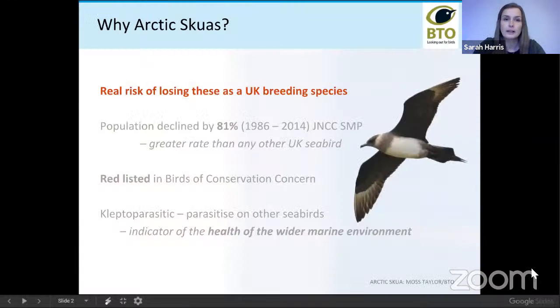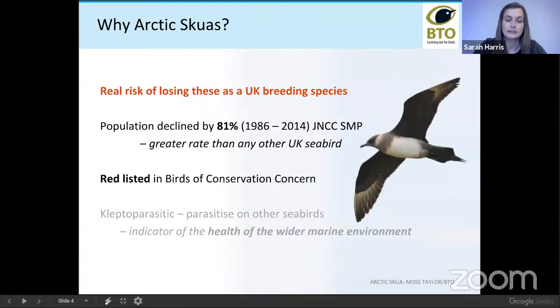So why have we taken on this journey to look into the declines of Arctic skua? We are at real risk of losing these as a UK breeding species. They've declined by 81% since 1986, and this is actually the greatest decline of any UK breeding seabird, so a really dramatic decline has been seen there.